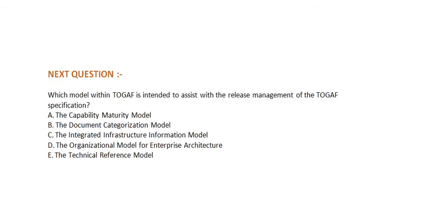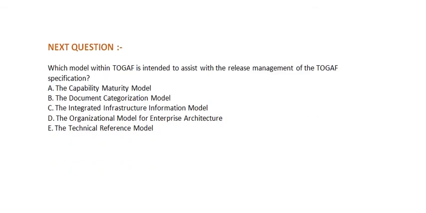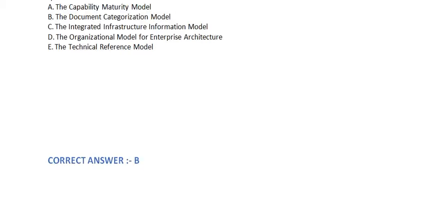Next question is, which model within TOGAF is intended to assist with the release management of the TOGAF specifications? Option A, the capability maturity model. Option B, the document categorization model. Option C, the integrated information infrastructure model. Option D, the organizational model for enterprise architecture. And option E, the technical reference model. The correct answer is option B.